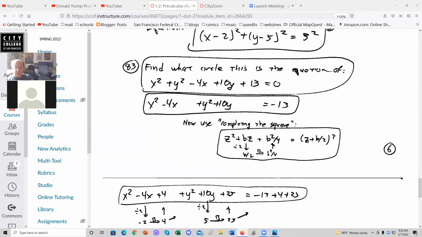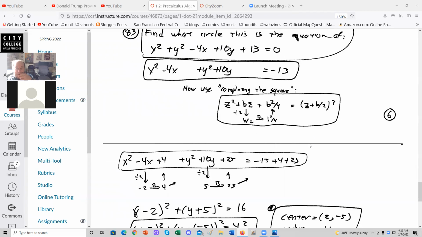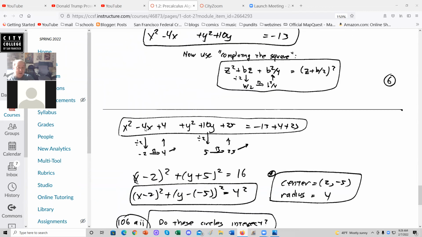z squared plus bz plus what equals what squared. Here's the trick. We want to write a term here that completes this as a square. The trick is you take half of this b and square that, b squared over 4, write that there, and this b over 2 goes up here. So z squared plus bz plus b squared over 4 equals the square of z plus b over 2. All right, so here, take this -4, half of that is -2, square that is 4, add 4 to both sides to keep the equation balanced.